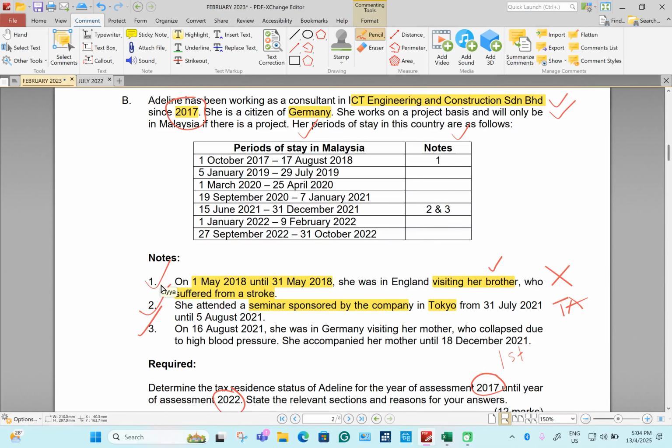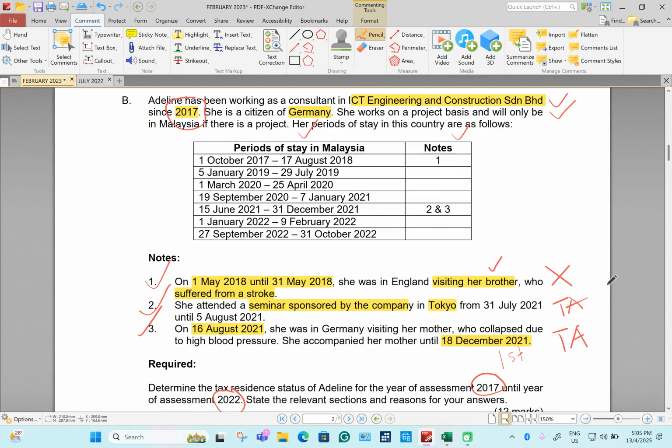Guys. And then she was in Germany until 18 December 2021. Meaning to say, from 16 August until 18 December, she was in Germany, accompanied her mother who was sick. Guys, this one, does it fall under TA or not? Definitely yes. Why? Because mother is parent. So parent falls under immediate family member. So due to that, guys, note number 3, confirm this is TA.